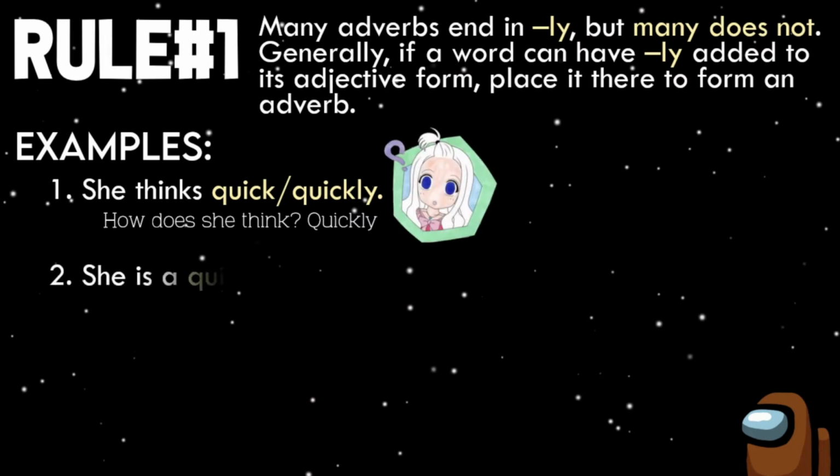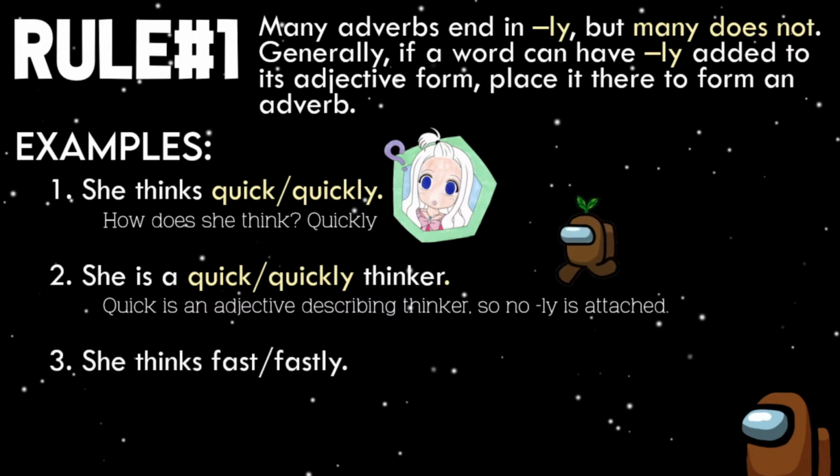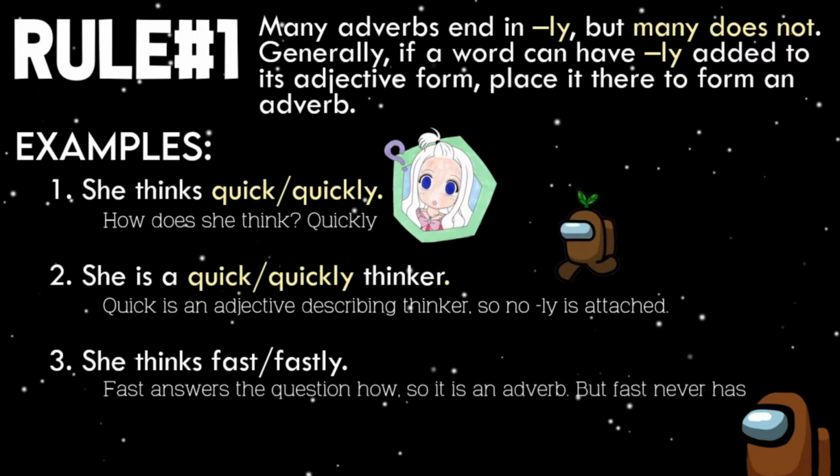For the second example, she is a quickly thinker. What do you think is the right word? Remember, the word quick is an adjective, which is describing the thinker, so no ly is attached. So the right word is quick. She is a quick thinker. For example number 3, she thinks fastly. What do you think is the right word? Remember, the fast answers the question how, so it is an adverb. But fast never has ly attached to it, so the right word is still fast.